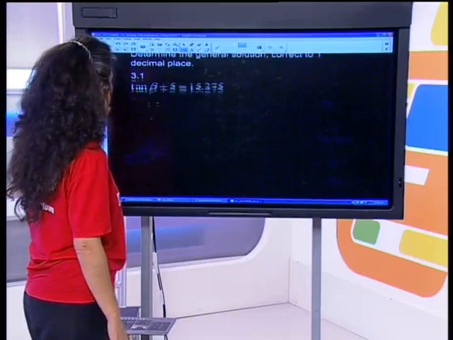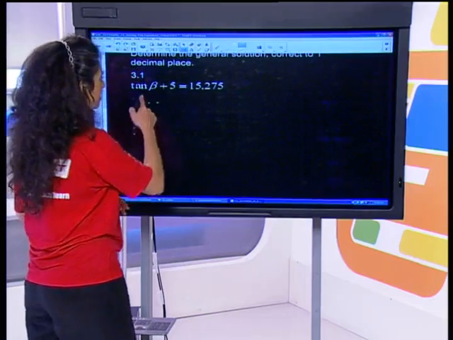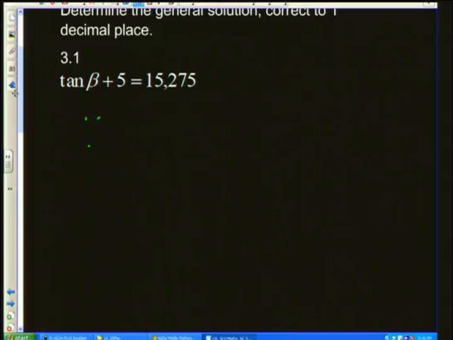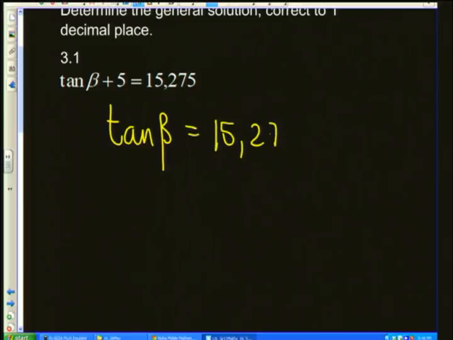Here we go. Here's an example where tan beta plus 5 is equal to 15,275. And remember to always isolate the ratio. So we're going to get tan beta is equal to 15,275 minus 5. So now I've isolated the angle with the tan ratio.